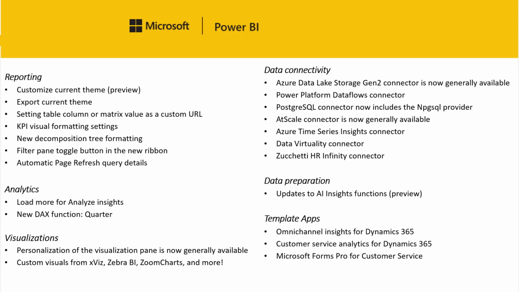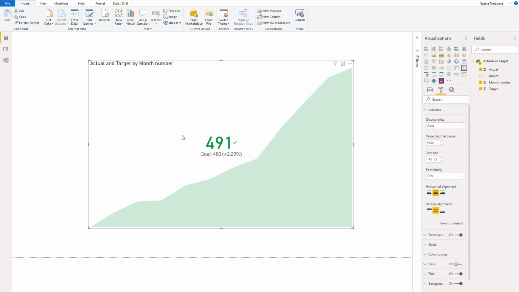The second feature that James worked on this month was the KPI visual, and he added a lot more formatting options. Let's take a look at what's new. So here's the KPI visual I created earlier. Now let's walk through some of the new formatting options. You'll notice here that you can now change the text size and the font family as well as the alignment. So let's go ahead and update the font family here.